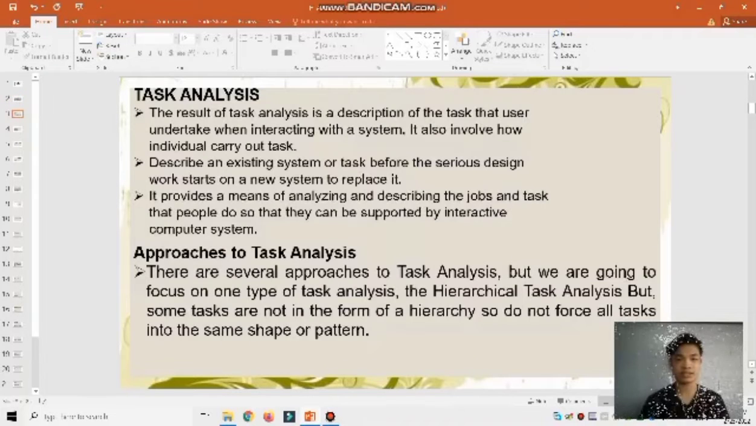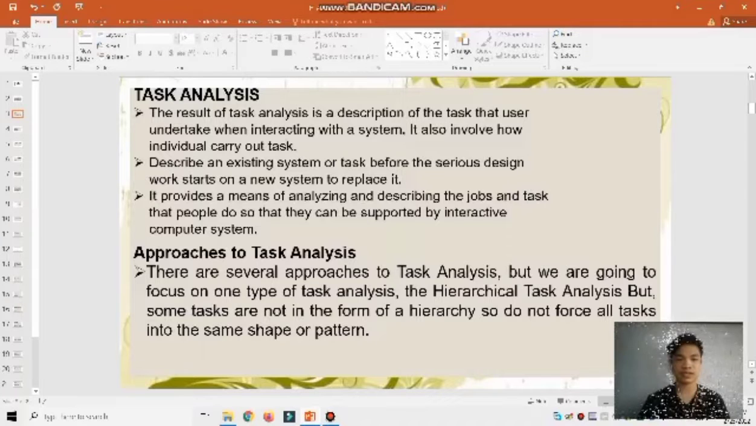Task analysis. The result of task analysis is a description of the tasks that users undertake when interacting with the system. It also involves how individuals carry out tasks. It describes an existing system or task before the serious design work starts on a new system to replace it. It provides a means of analyzing and describing the jobs and tasks that people do so that they can be supported by an interactive computer system.